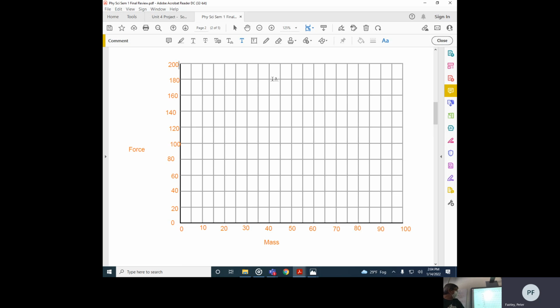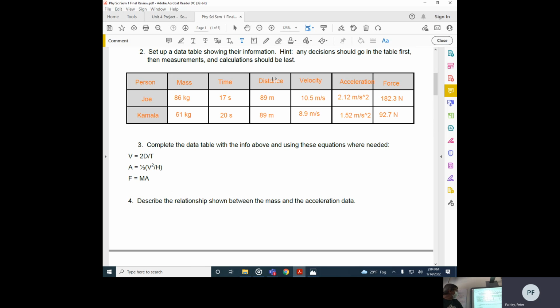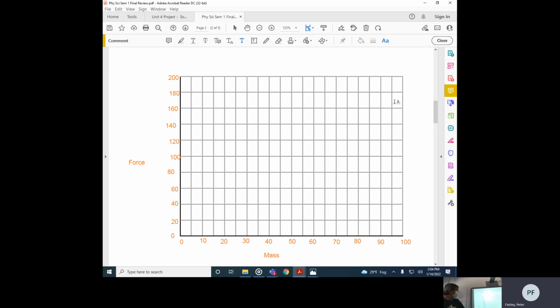Let's see, what's next? I'm ready to graph, I think, huh? Once I get the numbers labeled, let's see, Joe's mass was 86, his force 182. So I need to graph a point that's at 86 by 182, something like here, I think.